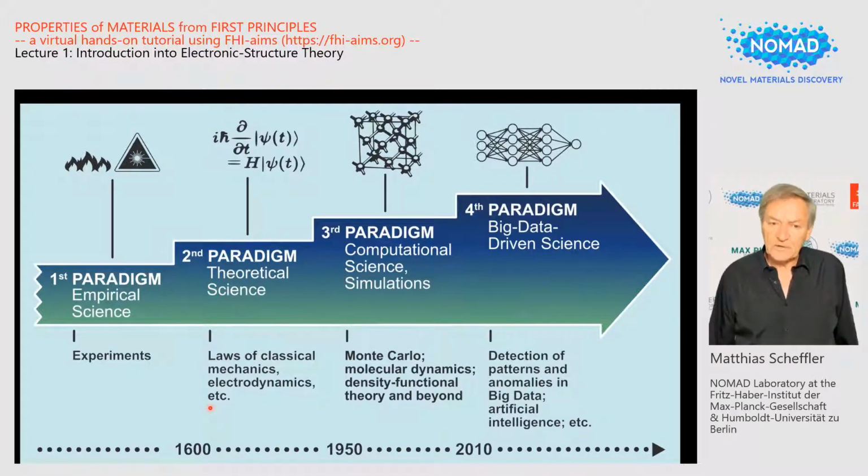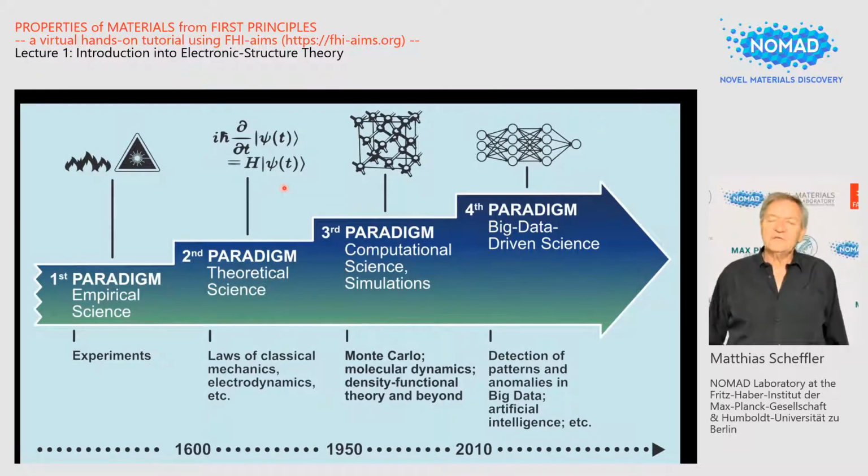This new way of thinking, the second paradigm, is symbolized here by the Schrödinger equation. Needless to say, the first paradigm, the empirical and experimental sciences, did not become obsolete, but theoretical physics represents an important complementary methodology.